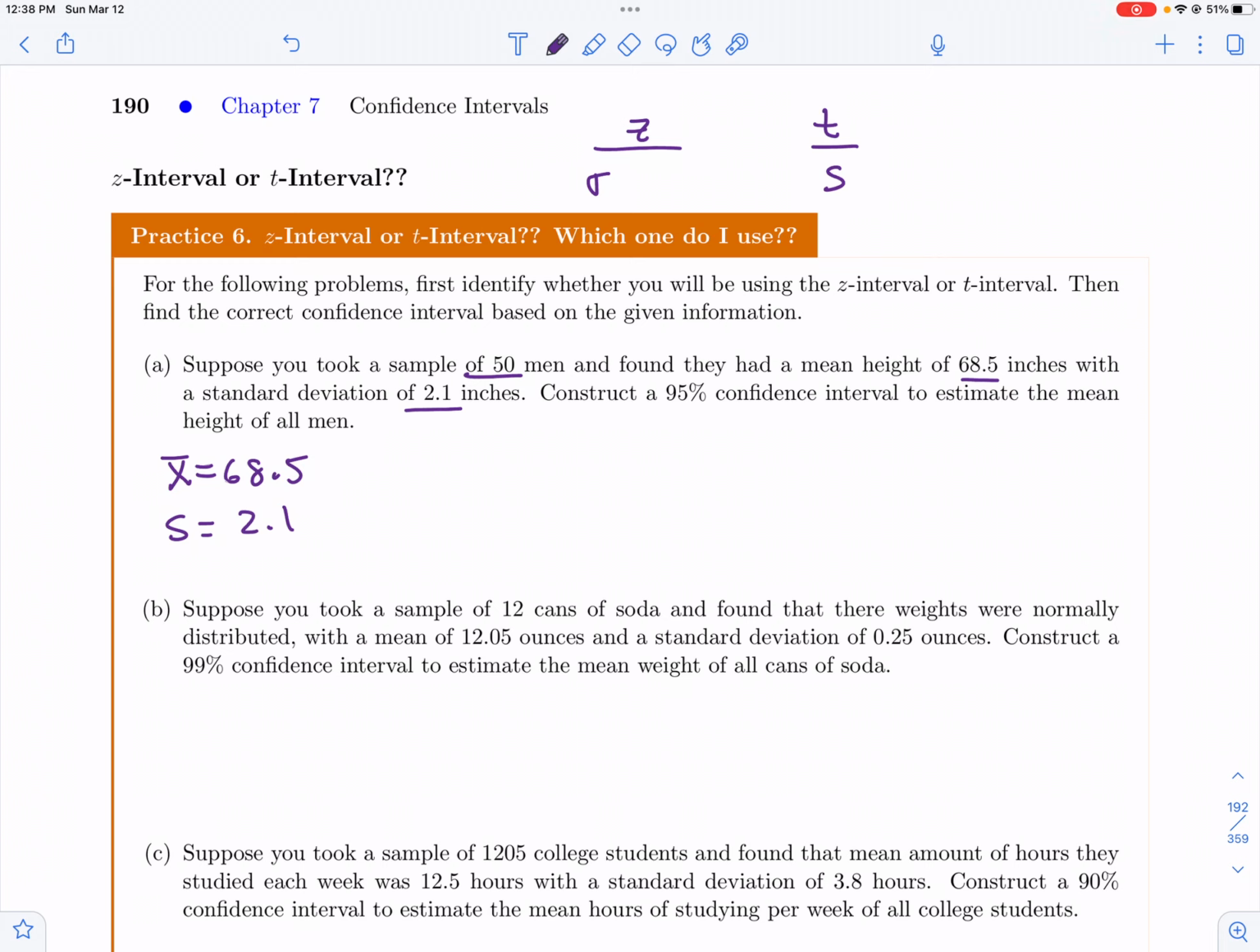Since we're working with the sample standard deviation, this means we're going to be using t-scores or the t-interval for this one. You can go through and find the confidence intervals on your own. I just want to make sure we're getting the appropriate t's or z's as we go through.